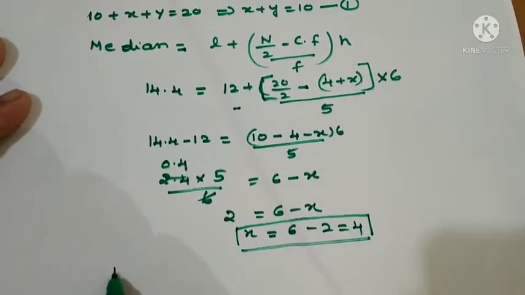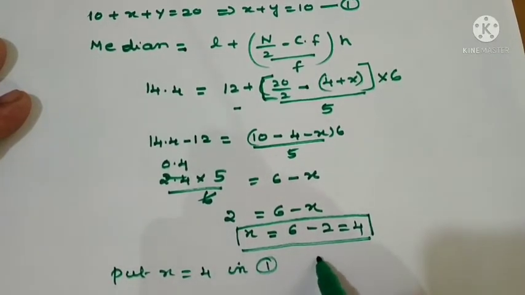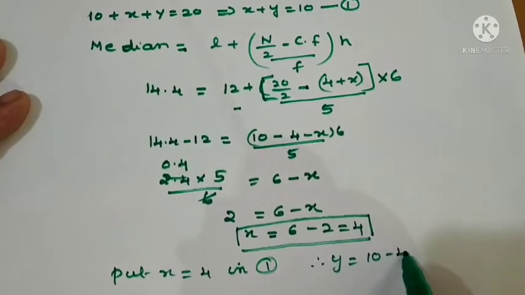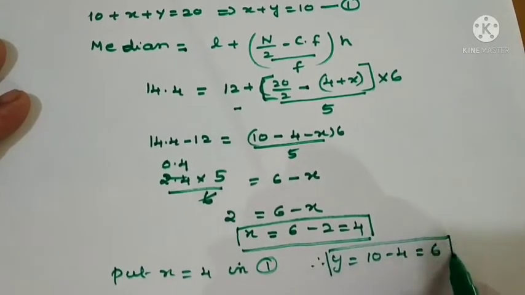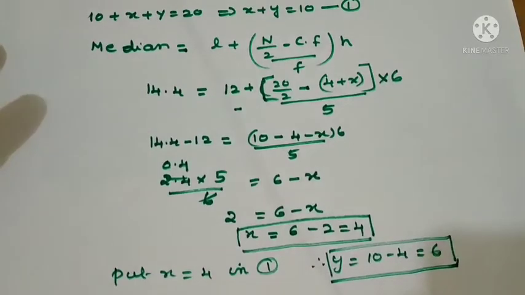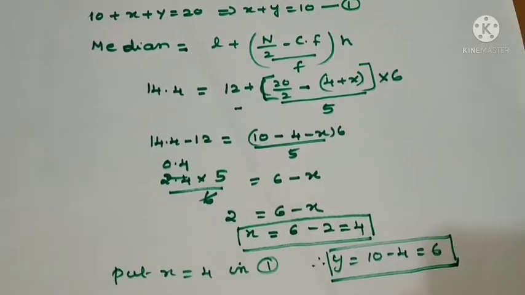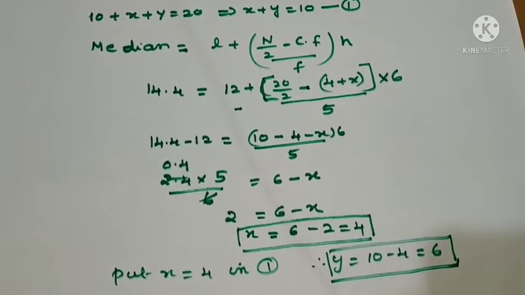Now put x equal to 4 in equation 1. Therefore y equal to 10 minus 4 equal to 6. I am not explaining too much because we already showed the steps in the first sum. So one more sum for practice. So here we got x equal to 4 and y equal to 6. Now just note the points: first identify the median class, then the cumulative frequency table, then write the formula and what is given in the question. According to that, substitute and follow.